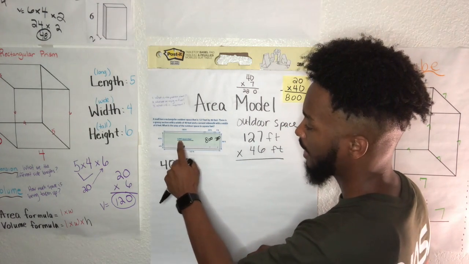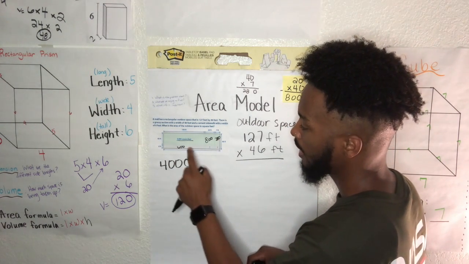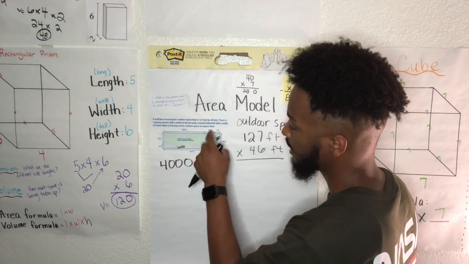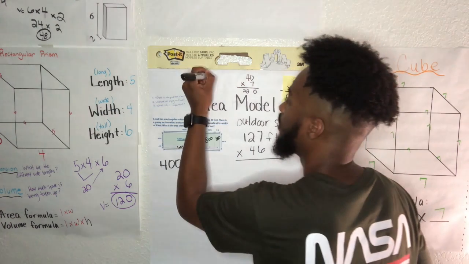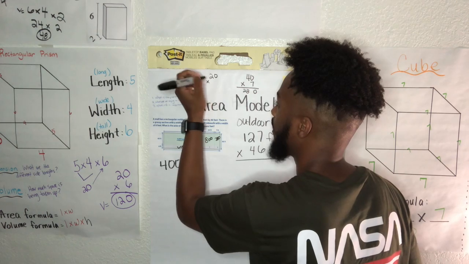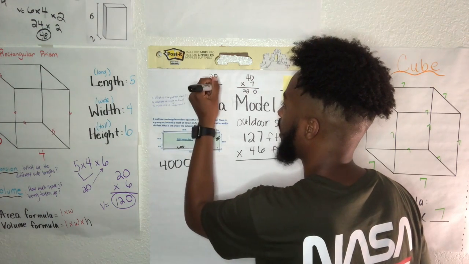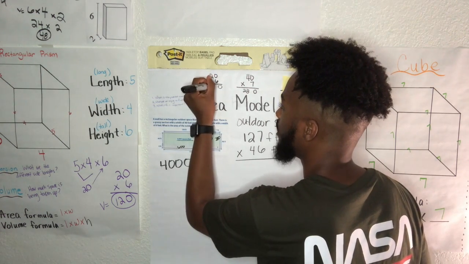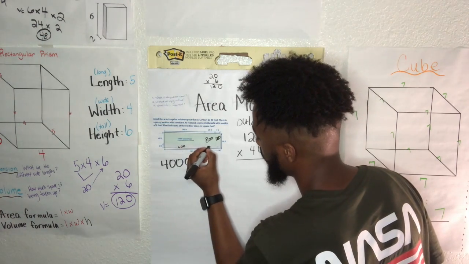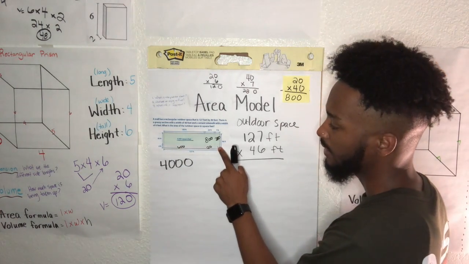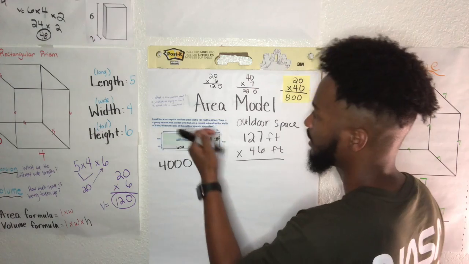So I've got 4,000, 800, 280, 600. Now I have to do 6 times 20, or 20 times 6, which is still the same thing. 0 times 6 is 0, and 2 times 6 is 12. That's 120. Now, last but not least, I've got 6 times 7.